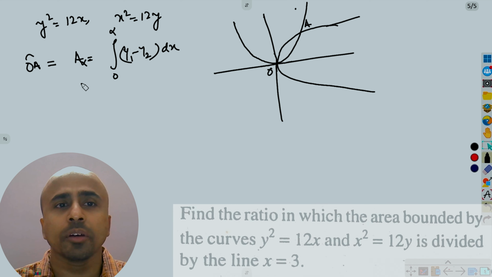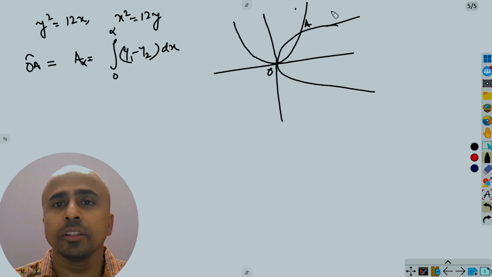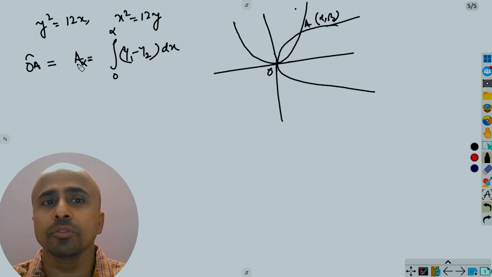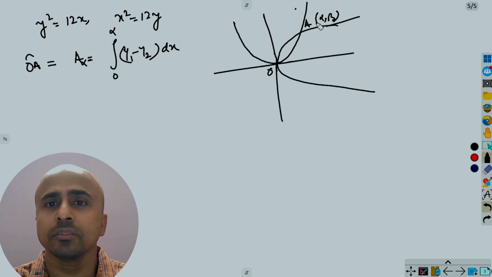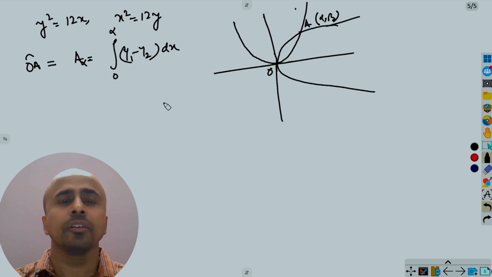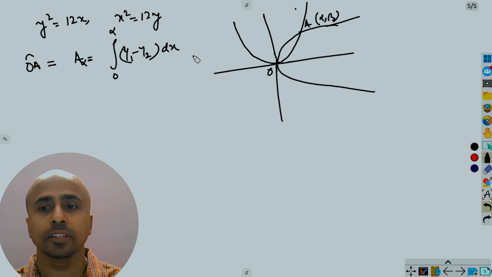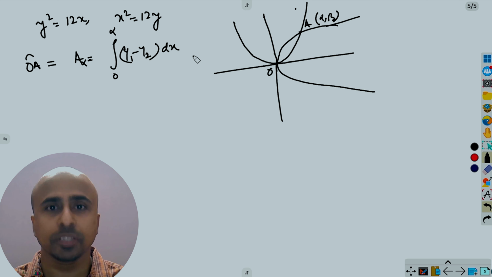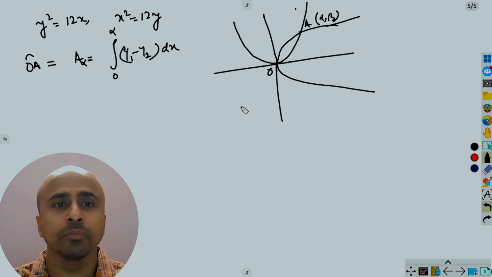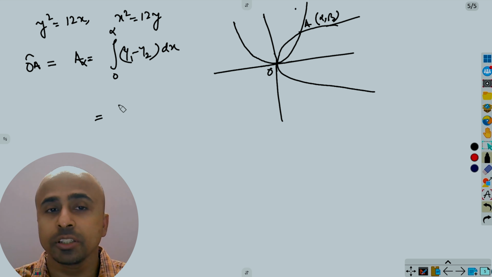Otherwise this A and this A will be confusing. This A alpha denotes the area of this one. This A is for area, and this A is the point. We did this type of problem right before we solved this problem, and we obtained the area of this type of region as 16 by 3 AB square unit.